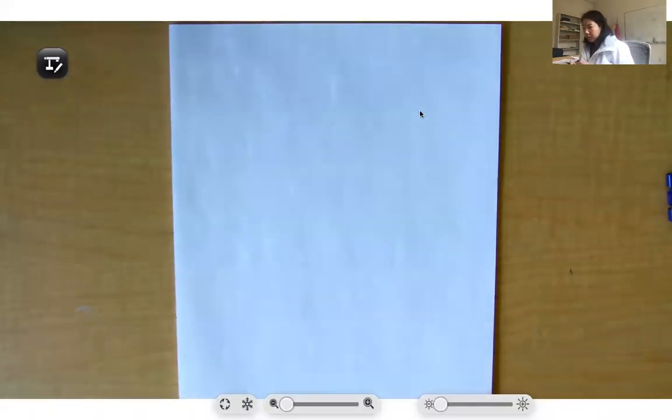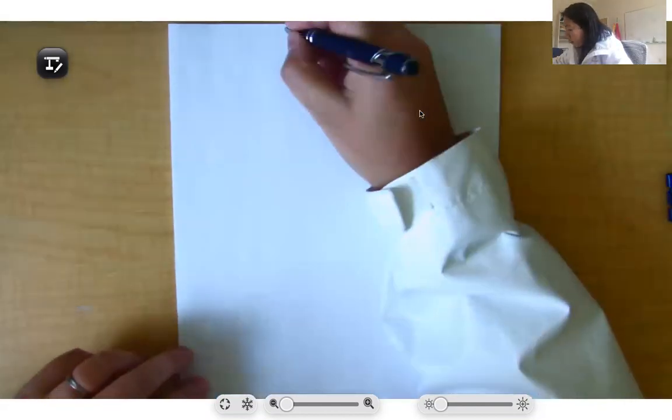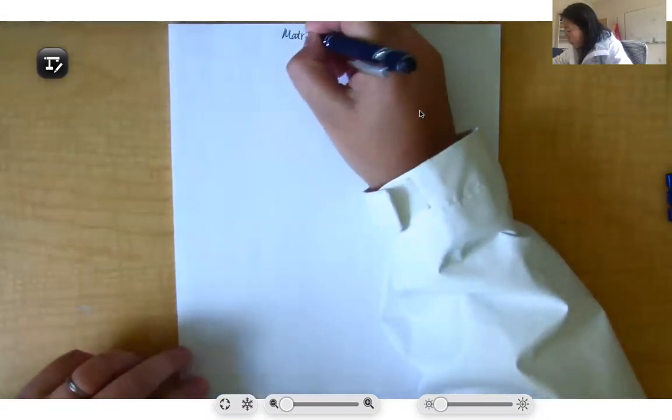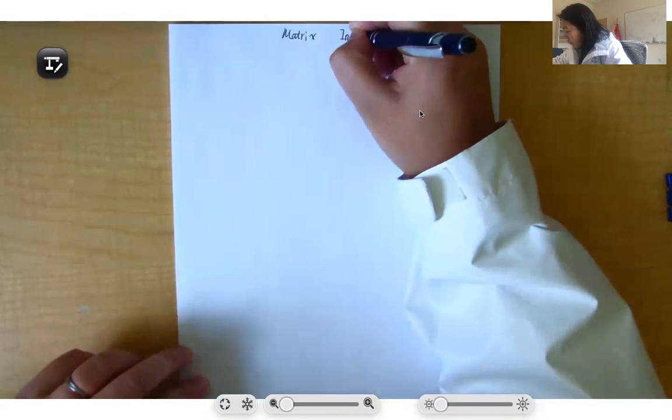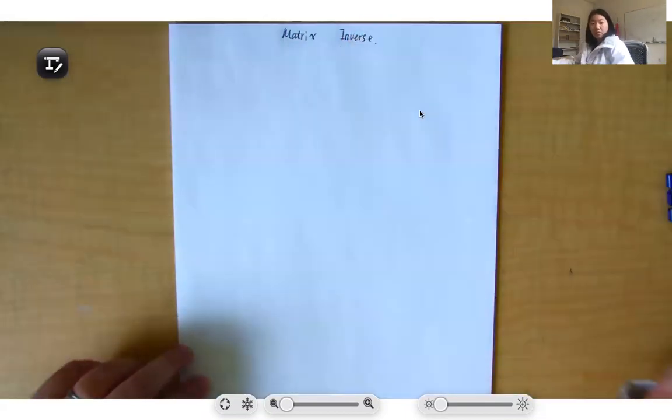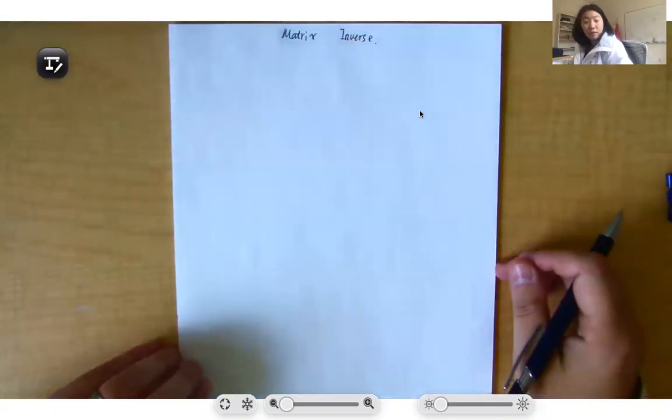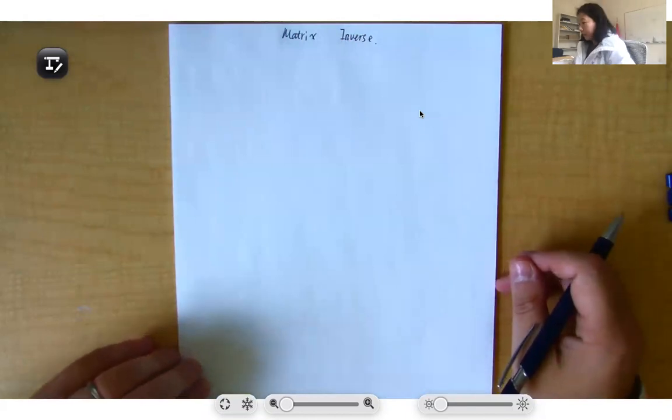Okay, we will continue our topic on matrix inverse. What's the definition of matrix inverse?